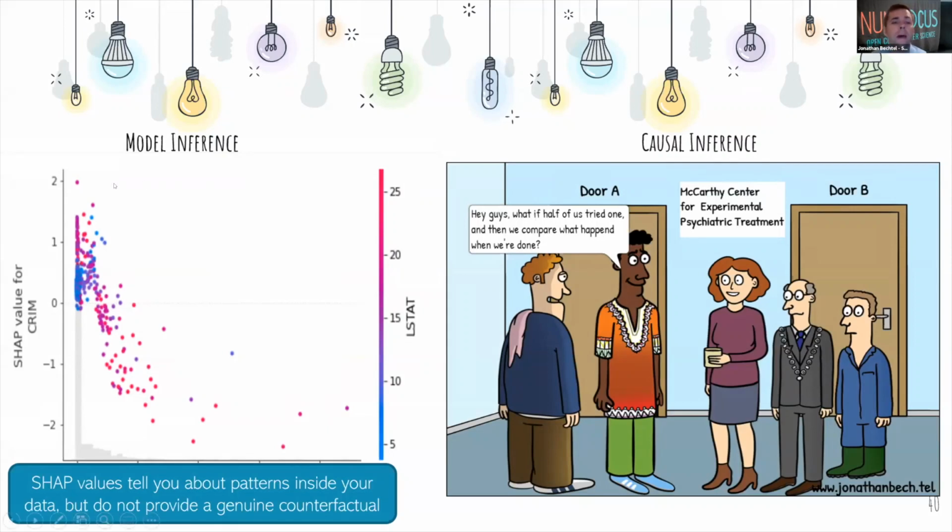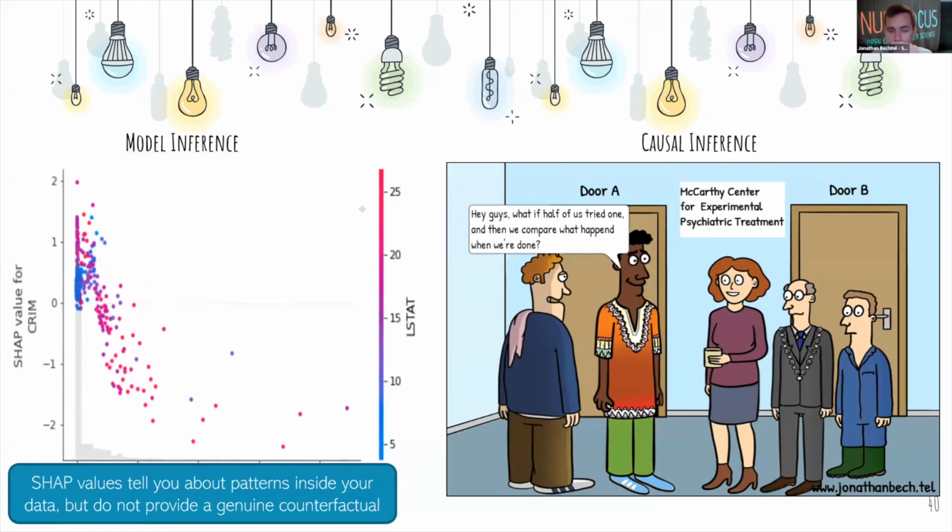SHAP allows you to perform pretty elaborate model inference. What types of patterns were found in your data and how are they attributed to different sorts of features, things along those lines. It's not quite causal inference. With causal inference, you have to have some kind of counterfactual, some kind of what-if scenario, something else would have happened.